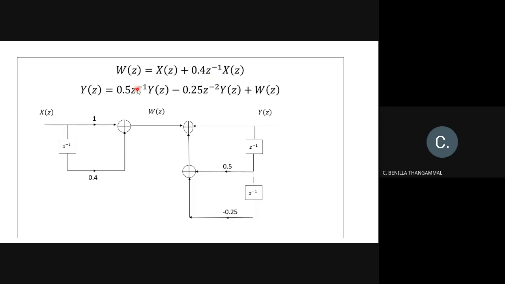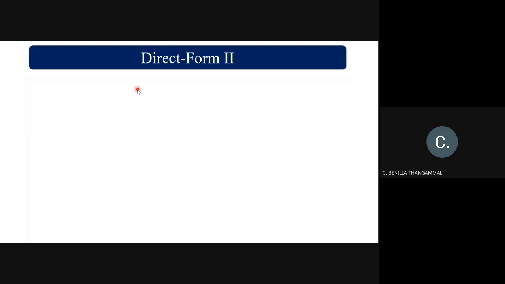To get two equations, in the main equation the input-related expression is equated to w of n, and you replace it in your main equation. So you'll get two equations: y of n is equal to something, and w of n is equal to something. Take the transform and draw the structure. So this is about your direct form 1. Next, we'll see the direct form 2.